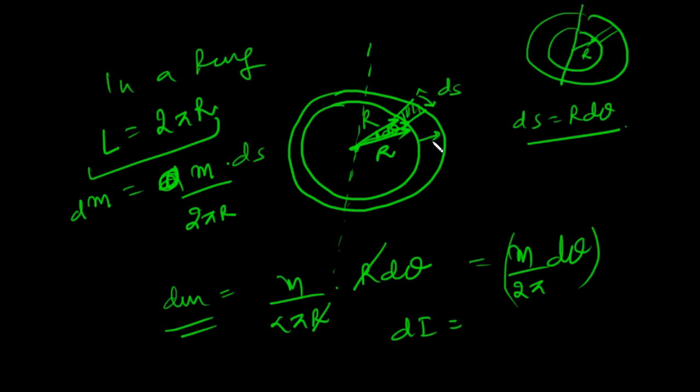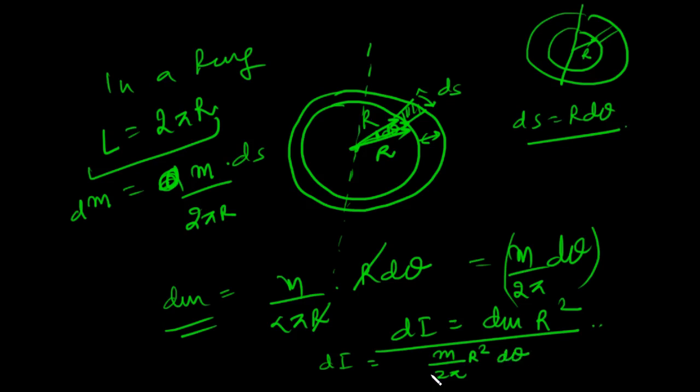This is very thin width. Don't consider it very wide. This is very thin, so this can be neglected. Since this is at a distance r, the moment of inertia along the axis for dm would be equal to dm times r squared. Yes, the moment of inertia for this would be dm times r squared. So now dI would be equal to, what was dm? M by 2 pi times r squared times d theta, right? So dI was m by 2 pi r squared times d theta.